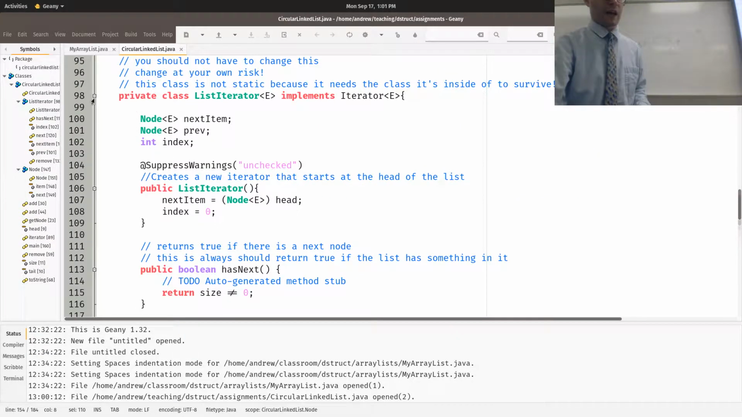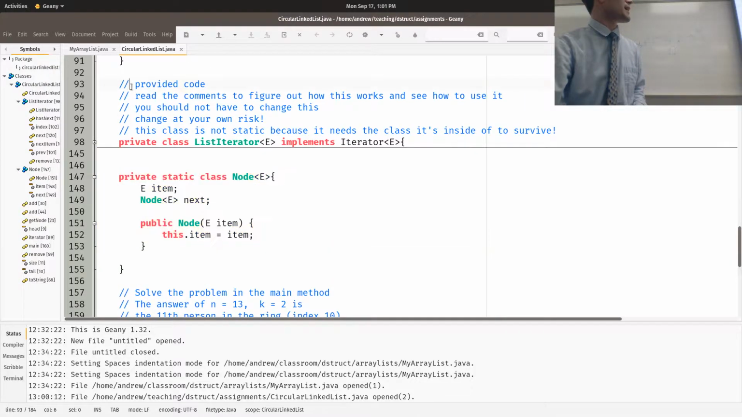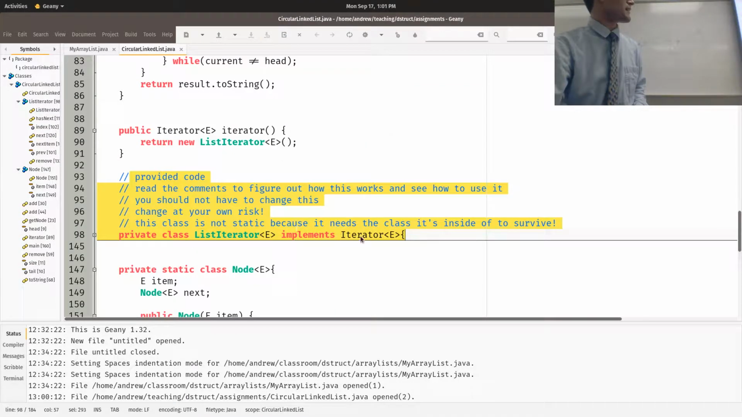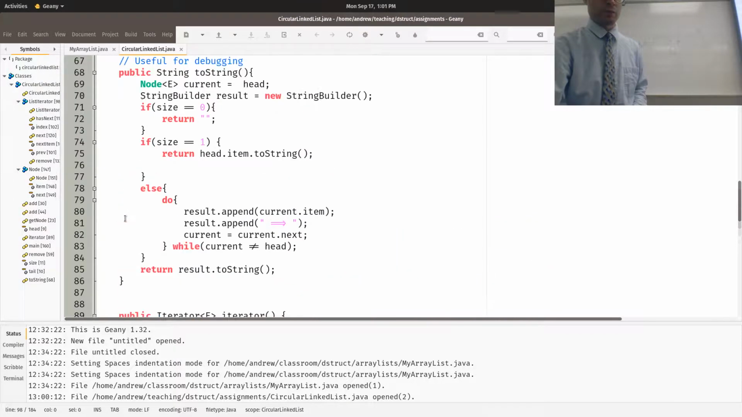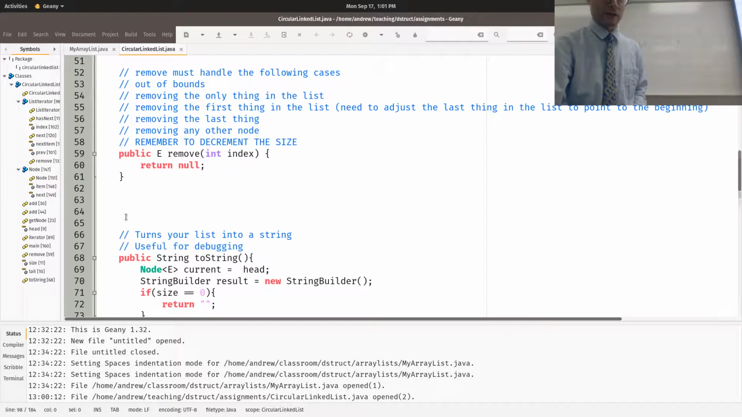The other thing is that I wrote this thing called an iterator, which iterates through your list. You'll want to use it to solve the actual Josephus problem when we get into it, but notice I say provided code, read the comments to figure out how it works. You should not have to change this. Change it at your own risk. Right? And it's not static because it needs the rest of the class it's inside to survive. It relies on calling the list methods. It will call some of your methods that you write.